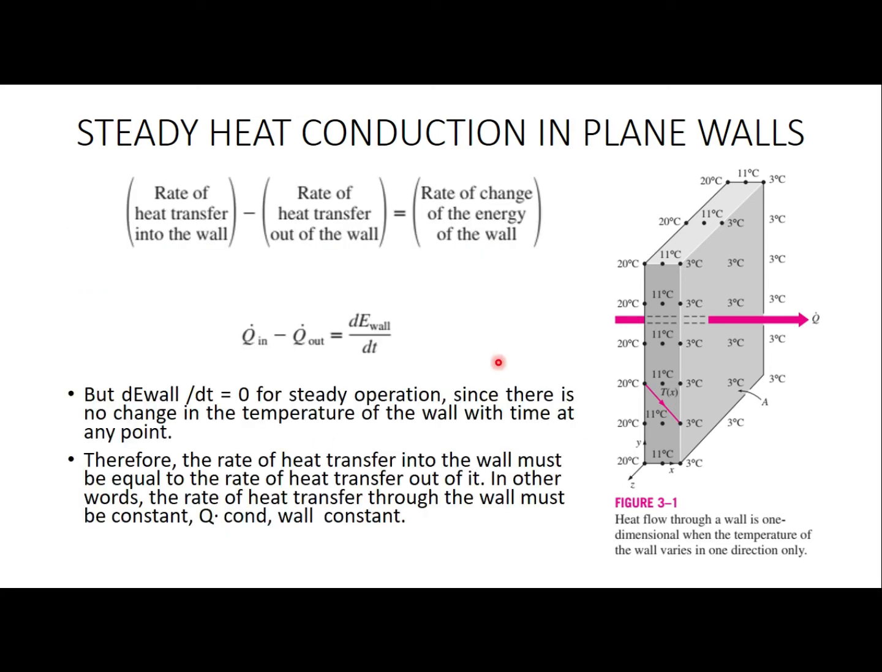The further explanation says that if we consider steady state operation, what does it mean? That there is no change of energy with respect to time. So this term would be equal to 0 for the steady state operation, since there is no change in the temperature of the wall with time at any point. So we will say that this is the steady state process. Therefore the rate of heat transfer into the wall must be equal to the rate of heat transfer out of it. In other words, the rate of heat transfer through the wall must be constant. Q dot, or the Q conduction, will be constant.